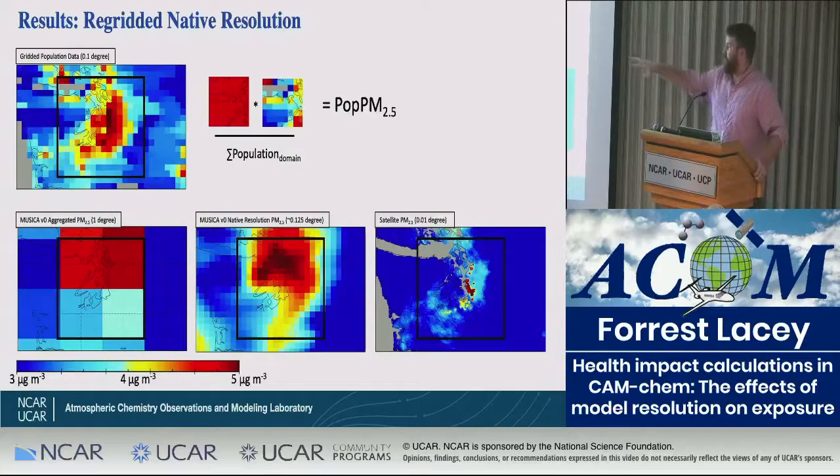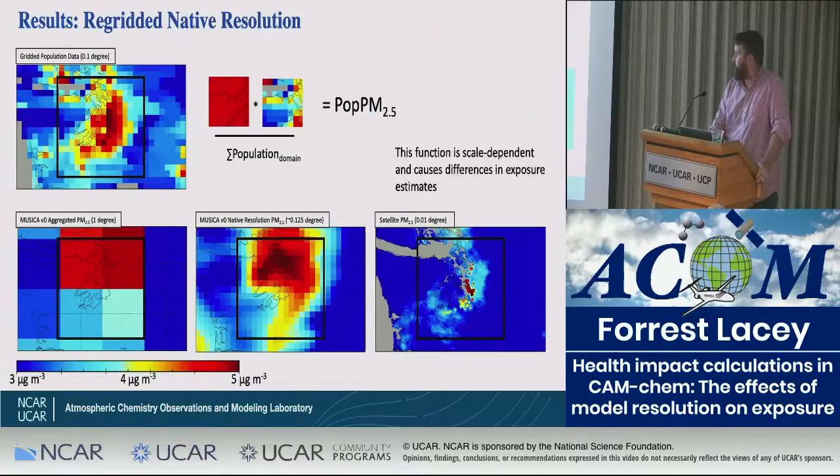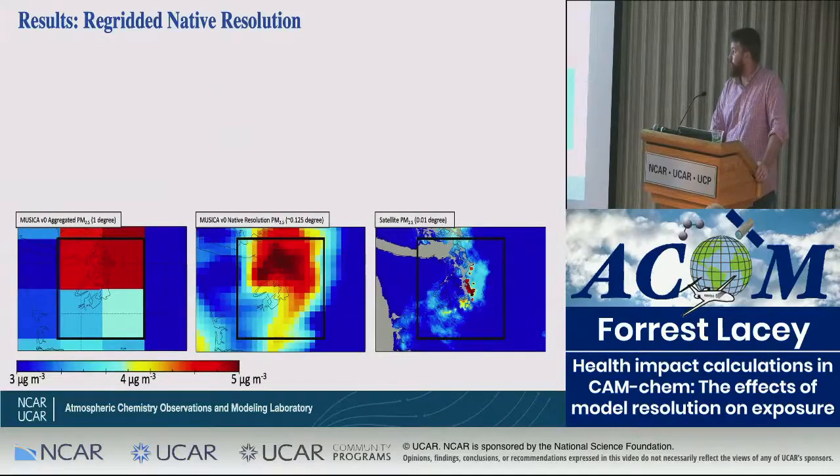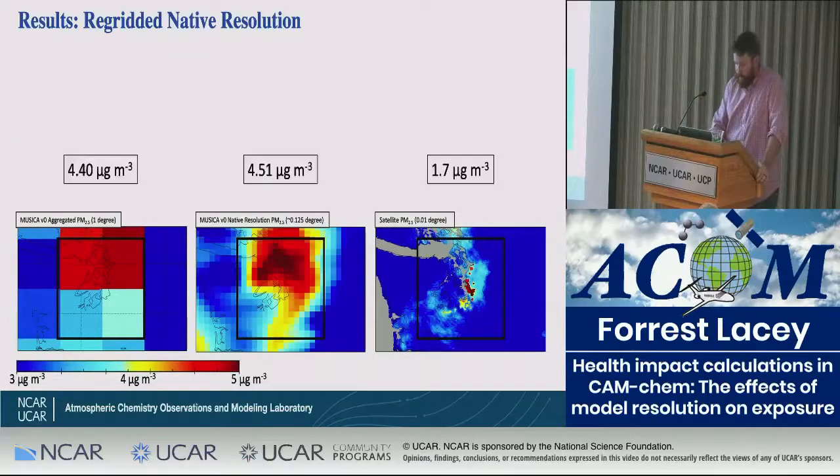As you can see, depending on which model setup we use, we have much different distributions of what our PM2.5 is and how closely that matches the population. And this function is scale dependent and causes differences in exposure estimates. So if you have population data that doesn't match your air quality data, you can have some mismatch there. And I'll show the function of that here. So what I've done is I've done that calculation for just these 4 grid cells to calculate the population-weighted PM2.5 in this 200 by 200 kilometer box.